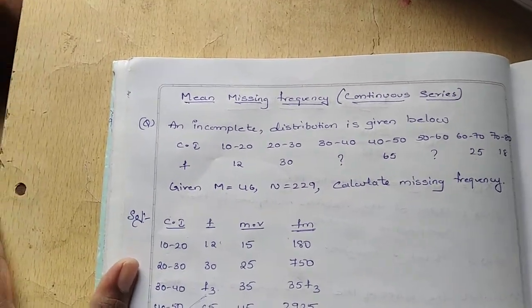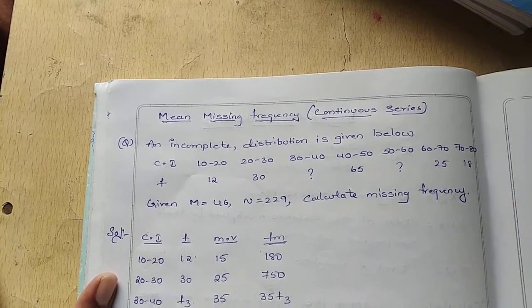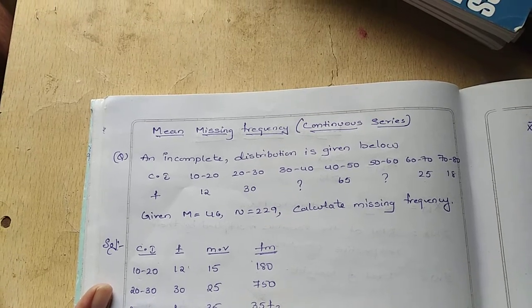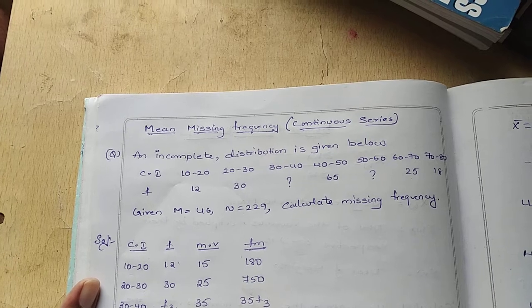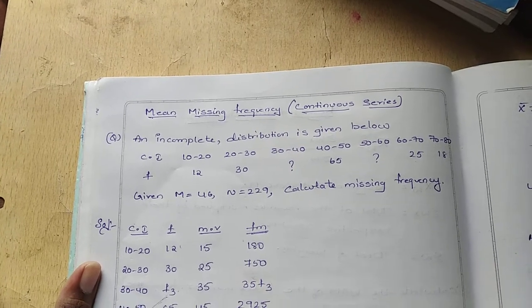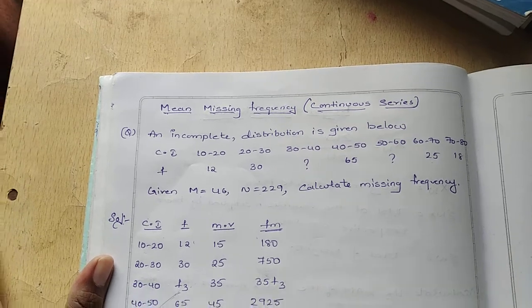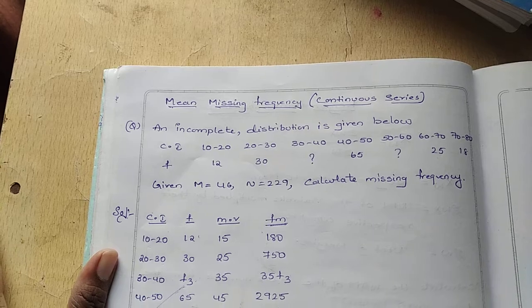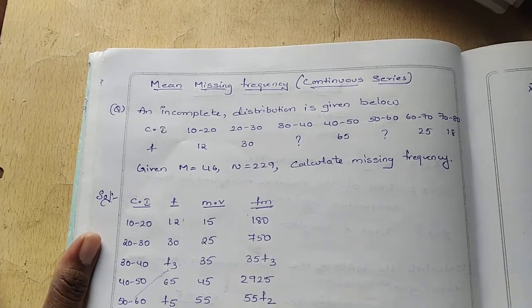See the question here: a complete distribution is given below. The class intervals given are 10 to 20, 20 to 30, 30 to 40, 40 to 50, 50 to 60, 60 to 70, 70 to 80. The frequencies given are 12, 30, 65, 25, 18. The mean given is 46, and N is equal to 229. Calculate the missing frequencies as asked.